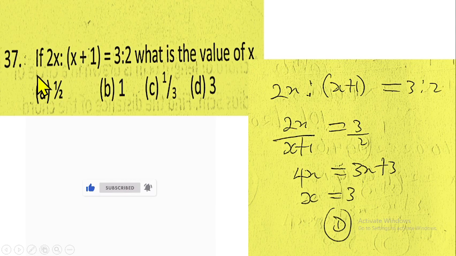Question number 37. We have if 2x to x plus 1 is equal to 3 to 2, what is the value of x? This is on ratio. So of course it's also an algebraic fraction. 2x to x plus 1 can be written as 2x over x plus 1. Likewise, 3 to 2 is also 3 over 2. From there, you can collect like terms or cross multiply. That will give us this times this gives us 4x. Then this multiplied by this gives us 3x plus 3. Take like terms, that will be 4x minus 3x, which gives us x equals 3. So option D is the correct option for question number 37.